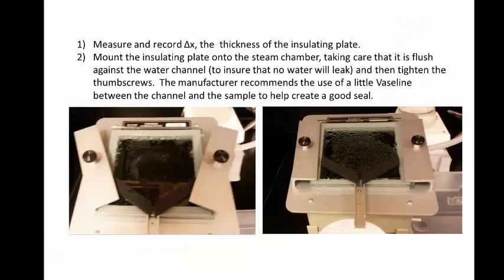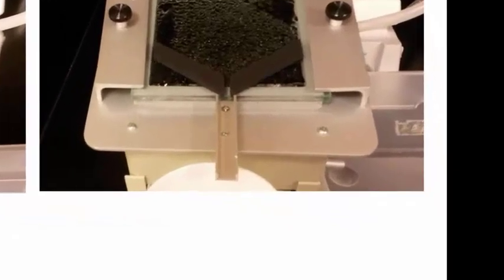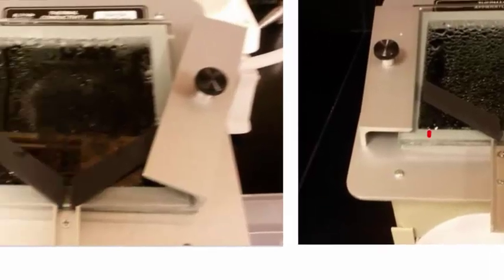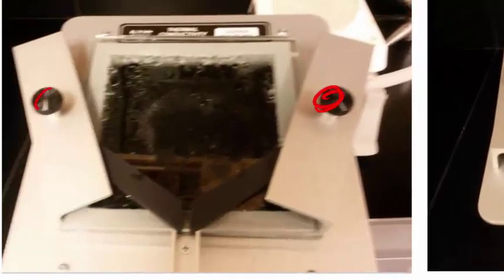Okay, so we're going to be measuring and recording delta x. So delta x, again, is the thickness of this plate, this glass plate. And again, it's kind of hard to see in this picture, but it's going to be that glass plate. You're going to mount the insulating plate on the steam chamber. So here you can see the thumb screws are off.